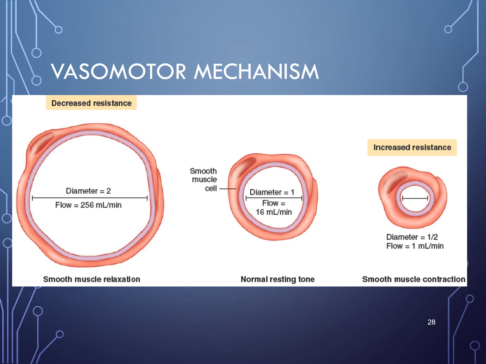And here's just a visual of decreased resistance versus increased resistance. I kind of think of this as a hose. If you have a certain flow through a hose, and then you decrease the size of the hose, and then you decrease the size of the hose again, you're going to increase the pressure that's exerted on the hose, or in this case, on the walls of the vessel.